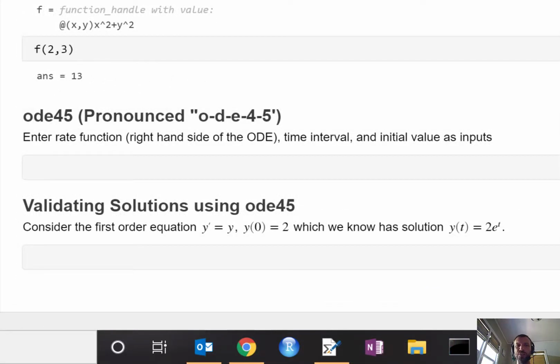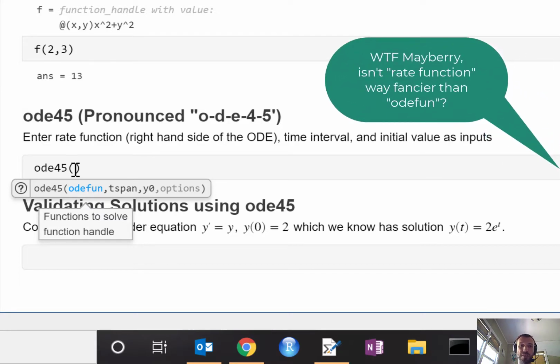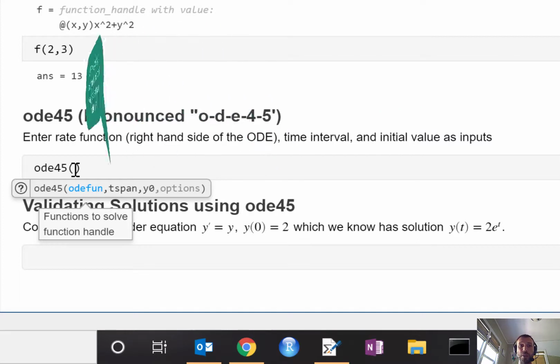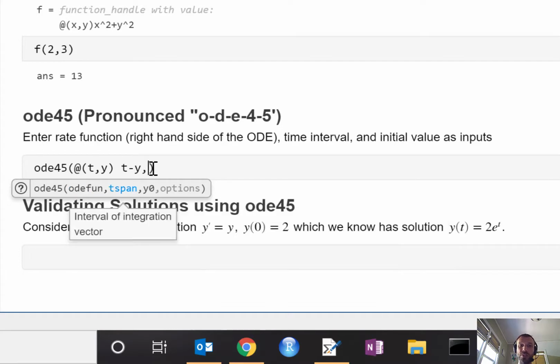If you understand how those function handles work, especially the function handles with 2 input arguments, then it's a pretty easy jump to understand how to use ode45. The first argument in this function, you'll see when you pull it up, is ode_fun, which is a fancy name for the rate function of the differential equation you'd like to solve. Now our rate function, recall, was t minus y. So to enter that as a function handle, I would enter @(t,y) t minus y. So now I'm defining basically the right-hand side of the differential equation I'm trying to solve.